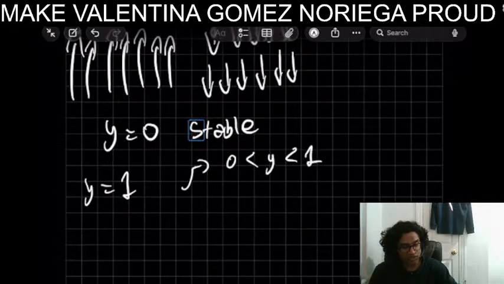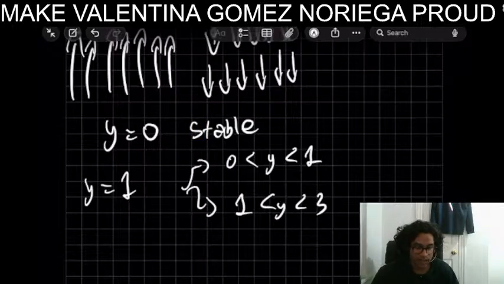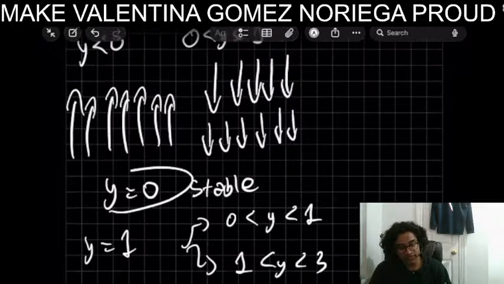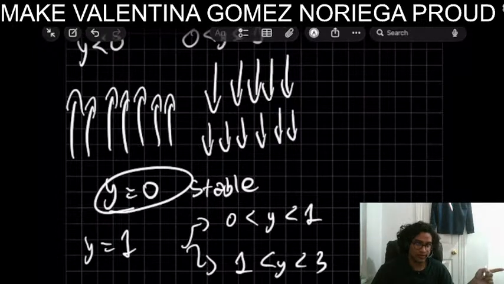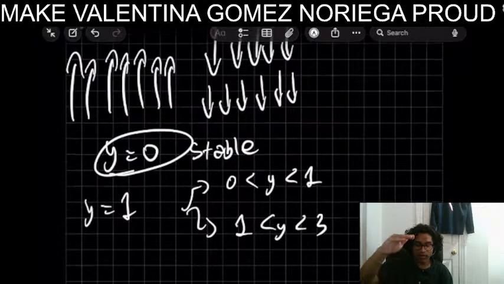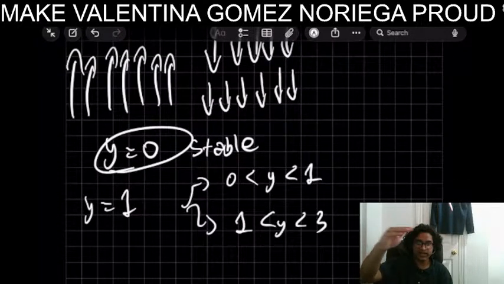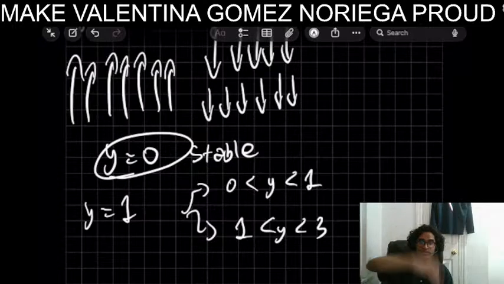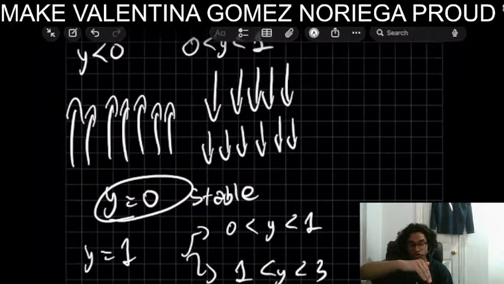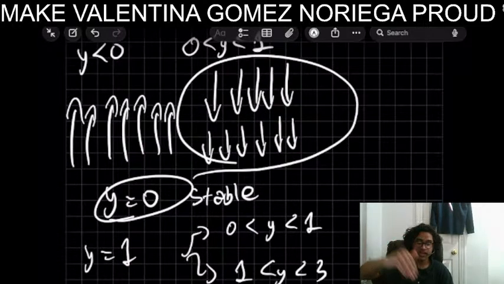Y is equal to 1, I'm going to have two things: 0, y1, and 1, y3. Now 0, y1, which is the below part, right? The above for previous one is the below for next one. If my above, which is 0 less than y less than 1, we know that it is going down. So that same going down, I'm going to consider at y is equal to 1.